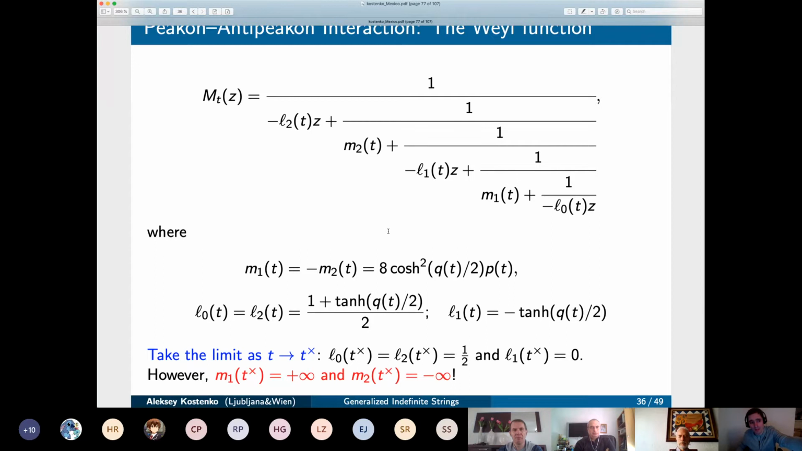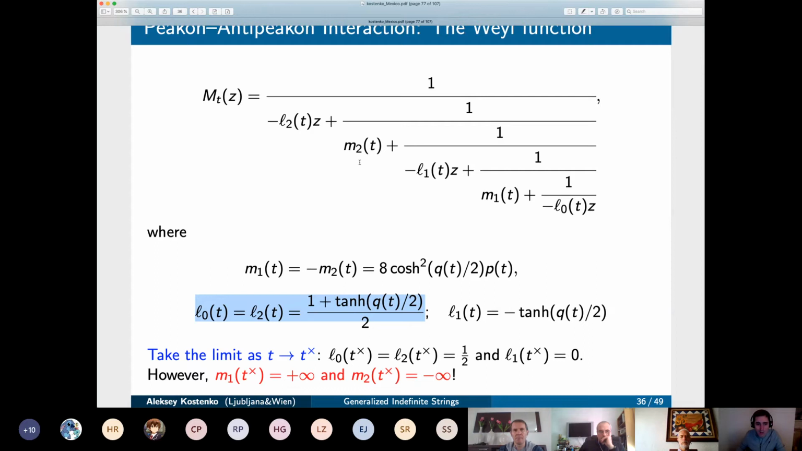So we look at the evolution of our M function when t goes to t cross. When t goes to t cross, then L0 goes to 1 over 2, because we know that Q goes to 0, right? And then this formula says that L0 as well as L2 both have a nice limit when t goes to t cross. This is 1 over 2. L1 is hyperbolic tangents, and it goes to 0.